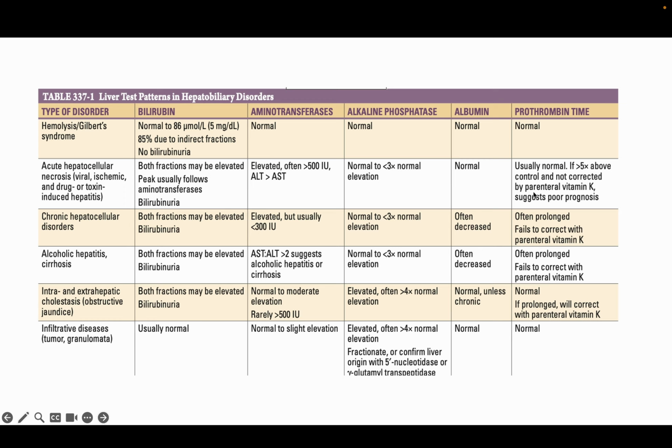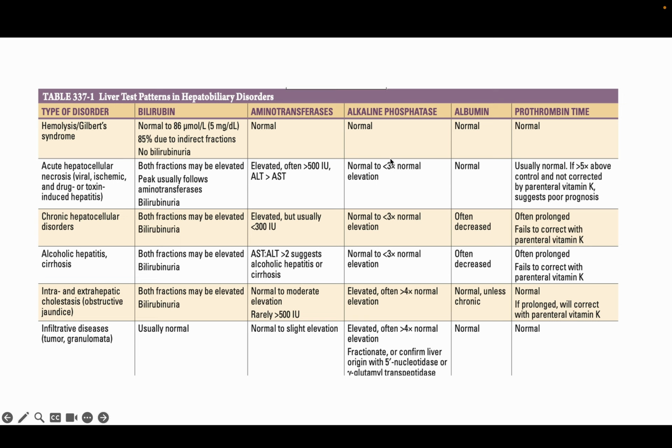So they can cause jaundice. Usually jaundice can also be a possibility in them. Generally both fractions are elevated. Generally the peak of bilirubin elevation will follow the aminotransferases. First enzymes will be elevated, then jaundice. That will also tell you whether it is a hepatocellular pattern or not. First enzymes will be elevated, then bilirubin will be elevated. So generally enzymes will be elevated.